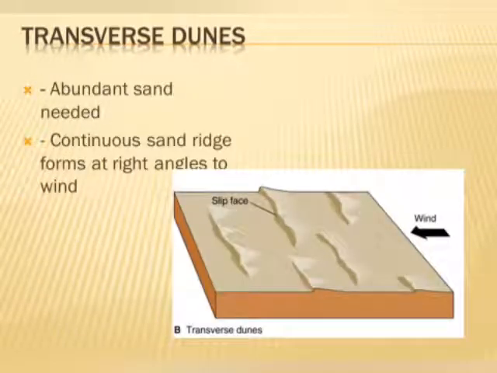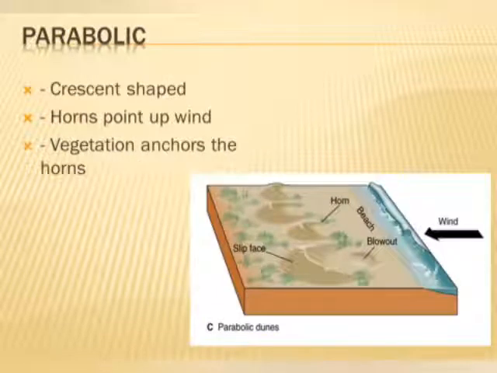Transverse dunes: abundant sand is needed. A continuous sand ridge forms at right angles to the wind. When there is enough sand, barkhan sand dunes join together to form long ridges of sand. Parabolic dunes are crescent-shaped, and the horns point upwind. Vegetation anchors the horns. Found close to beaches, anchored by vegetation, the most common type.